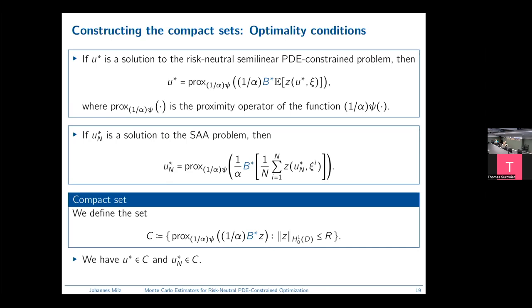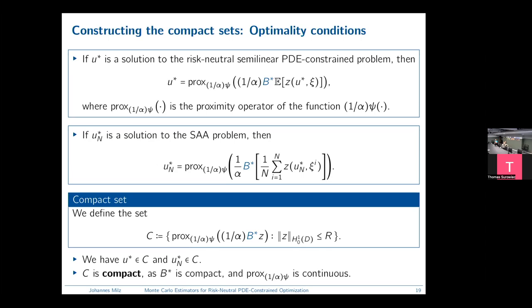And why is it compact? It has three reasons. This mapping B star is a compact operator, and it's defined on a Hilbert space. So it maps H10 functions to L2, and any such compact operator maps closed and bounded sets to compact ones. And images of continuous functions of a compact set is compact. Okay. So it's the image of a continuous function, and the proximity operator is a continuous function. So this is a compact set, and it contains the solutions.